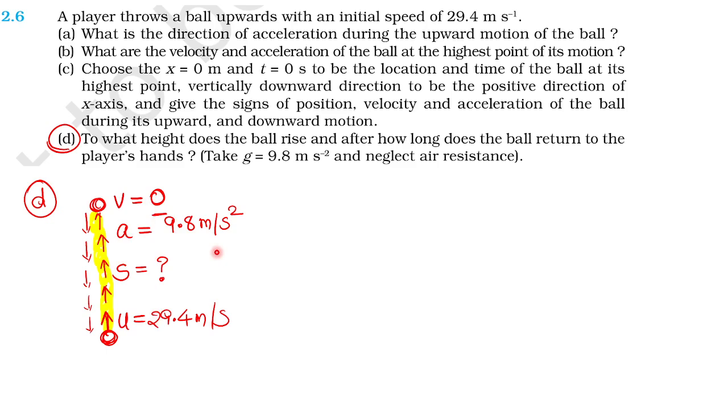U, V, A, S, understood? Is there any formula connecting U, V, A, S? Anybody, please respond. V square minus U square is equal to 2AS.